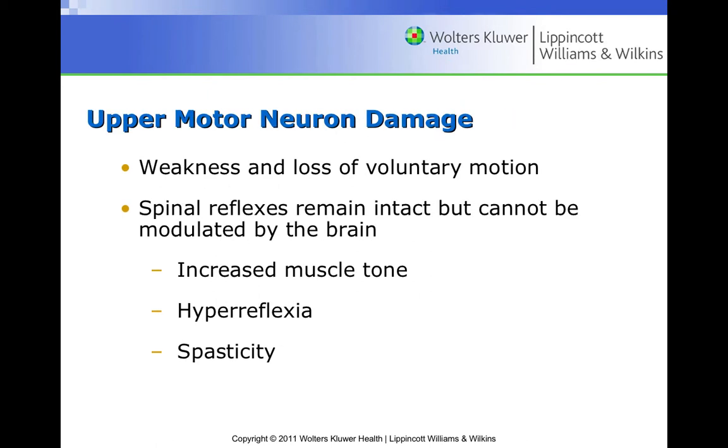When we have upper motor neuron damage, this results in weakness and loss of voluntary motion. The spinal reflexes may remain intact, but they cannot be activated or modulated by the brain. So when we see upper motor neuron damage, we generally see an increased muscle tone, so more of that spasticity, clonus, hyperreflexia, then we see flaccidness.